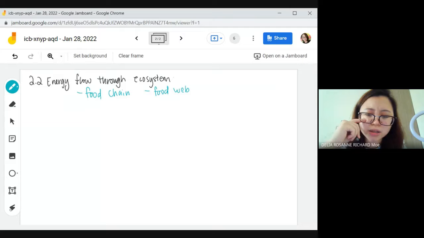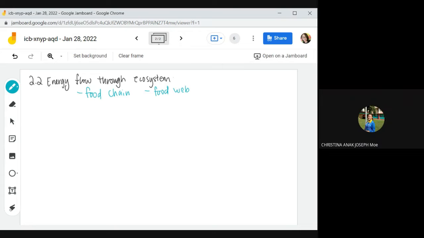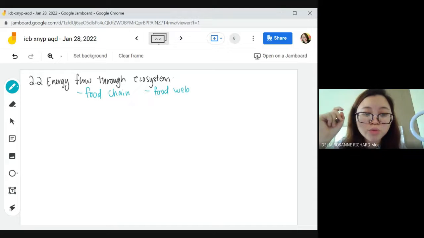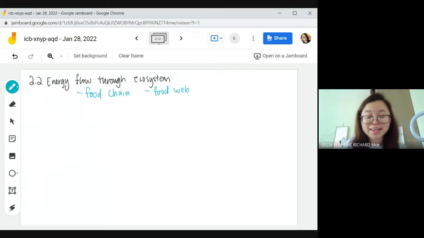What is the BM for that? Rangkaian makanan, rantai makanan, rantaian makanan. Kalau food web apa? Anyway, my BM is not good. But thank you, Christina. Yeah, rantaian makanan.